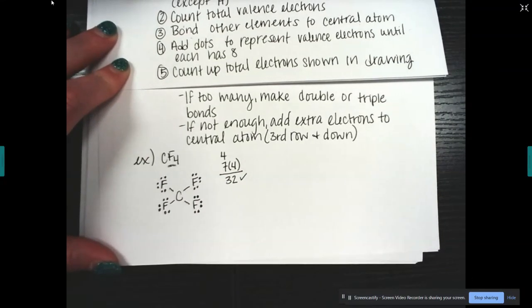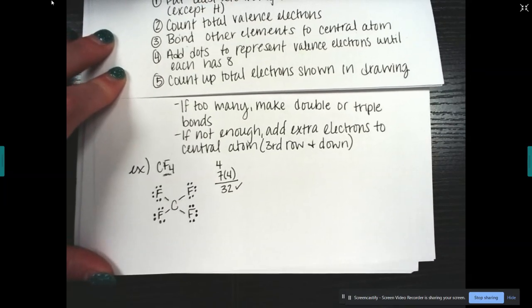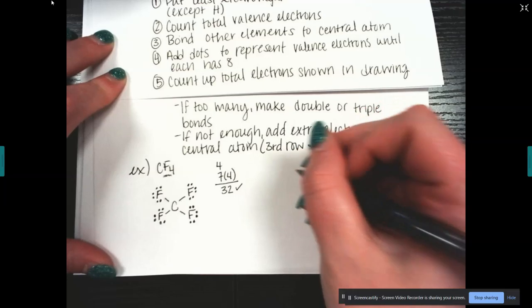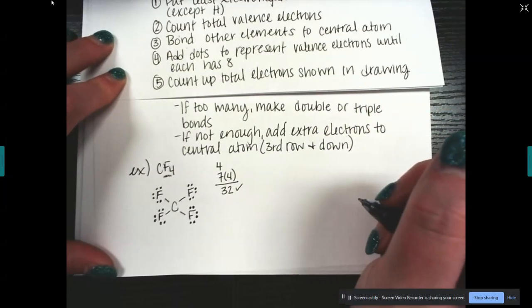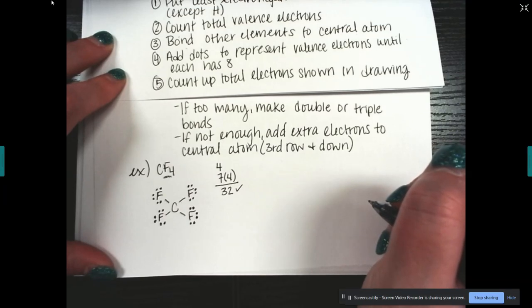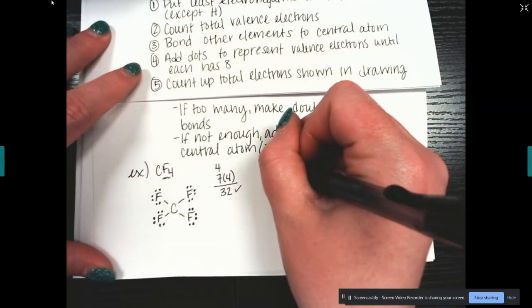How do we feel? It is a lot of steps to get used to. So let's do 800 more. Let's see. Let's do NH3.